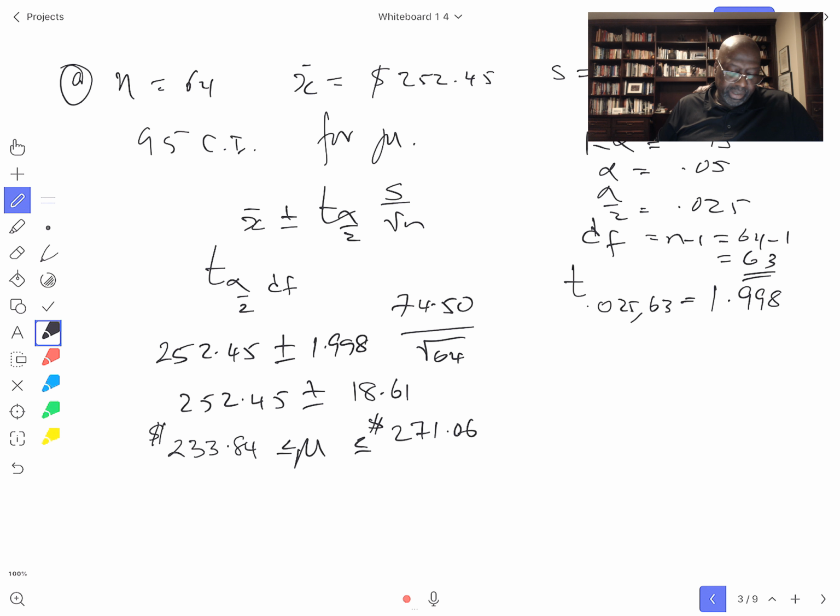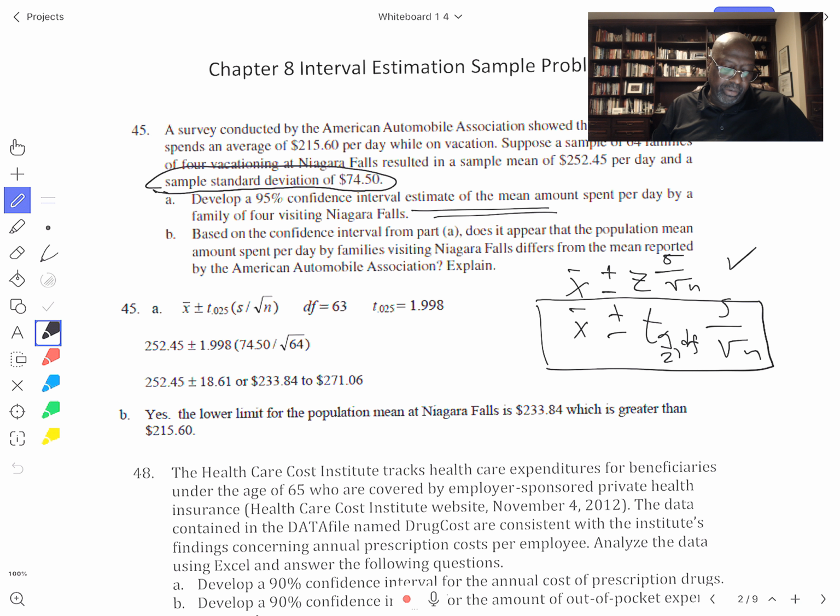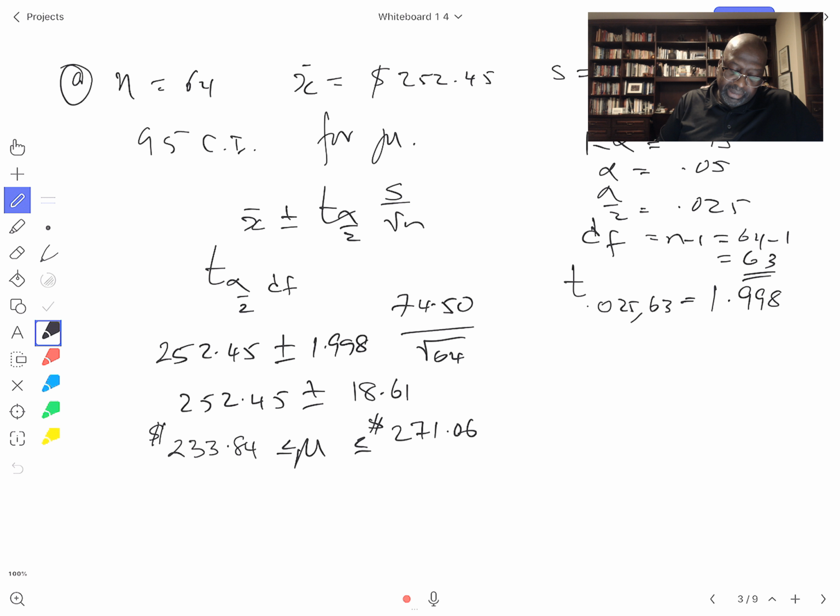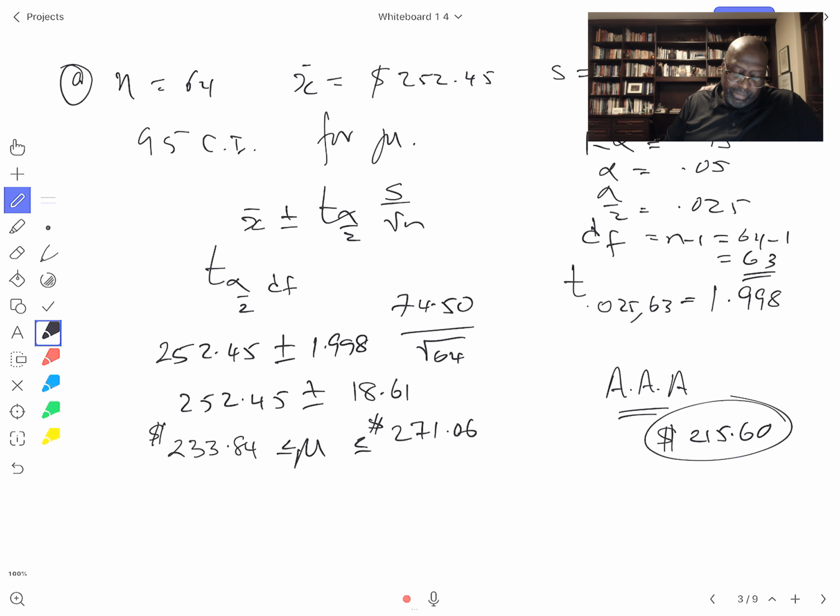Now, I believe there's a part B to that question. Let's see what it says. Based on the confidence interval from part A, does it appear that the population mean amount spent per day by families visiting Niagara Falls differs from the mean reported by the American Automobile Association? Now, remember what the American Automobile Association actually reported. They reported it was 215.60. So that's what they're claiming. Let's see where this number falls in that interval. Does it fall in the interval?